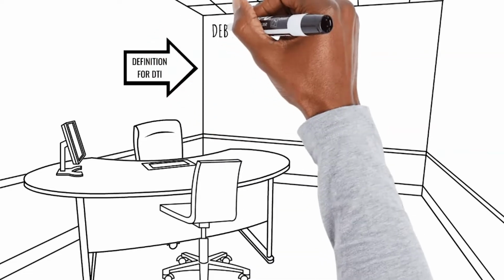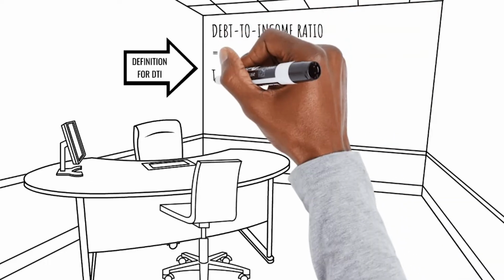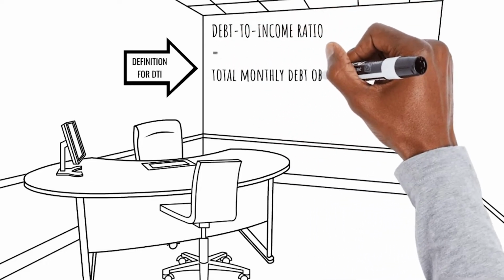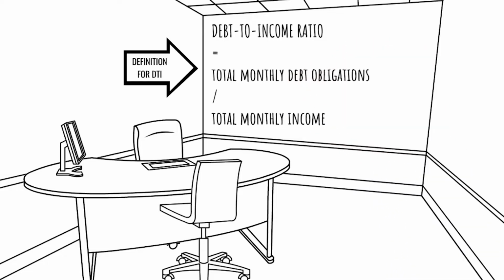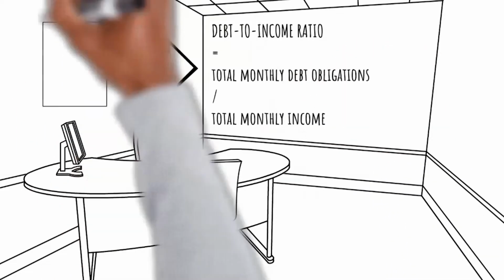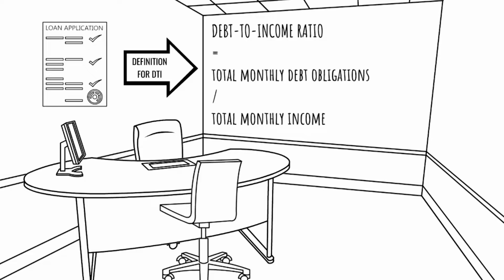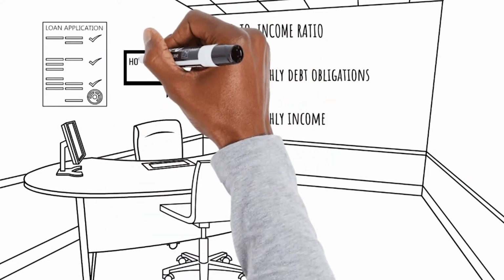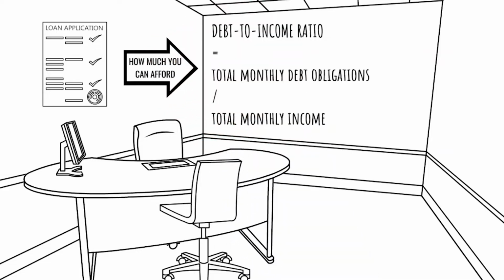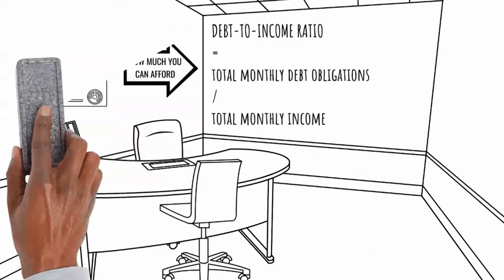To get started, let's establish a definition. Debt to income ratio is equivalent to your total monthly debt obligations divided by your total monthly income. This is the calculation underwriters use to determine how much of a mortgage payment you can afford, and ultimately, how much of a loan you can qualify for.